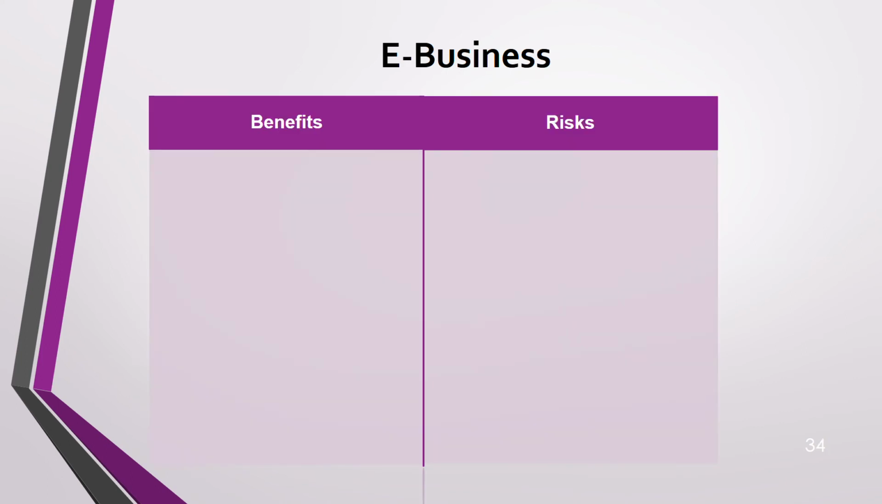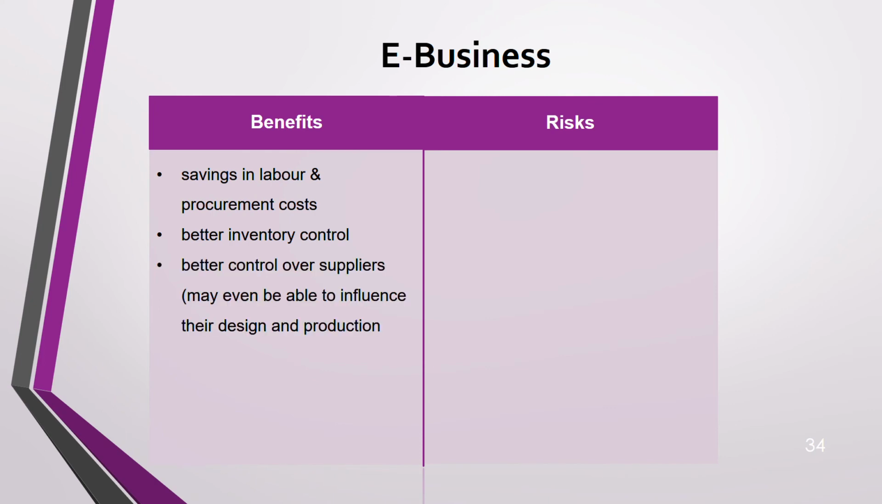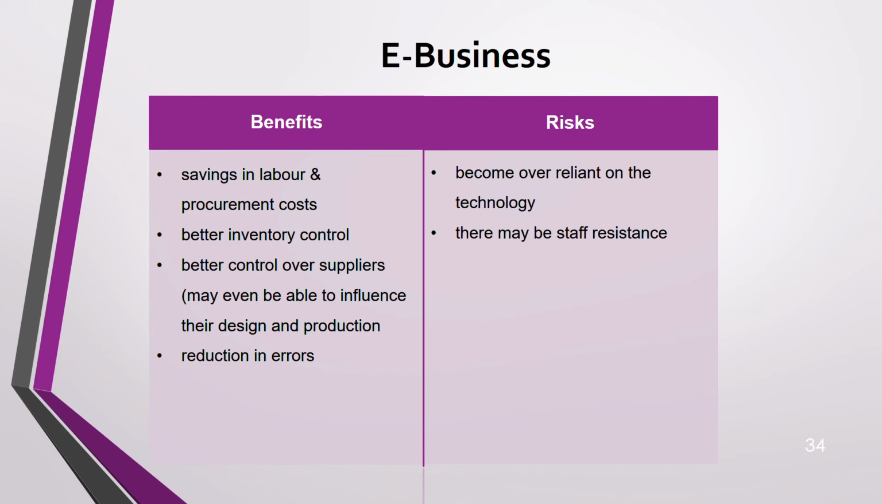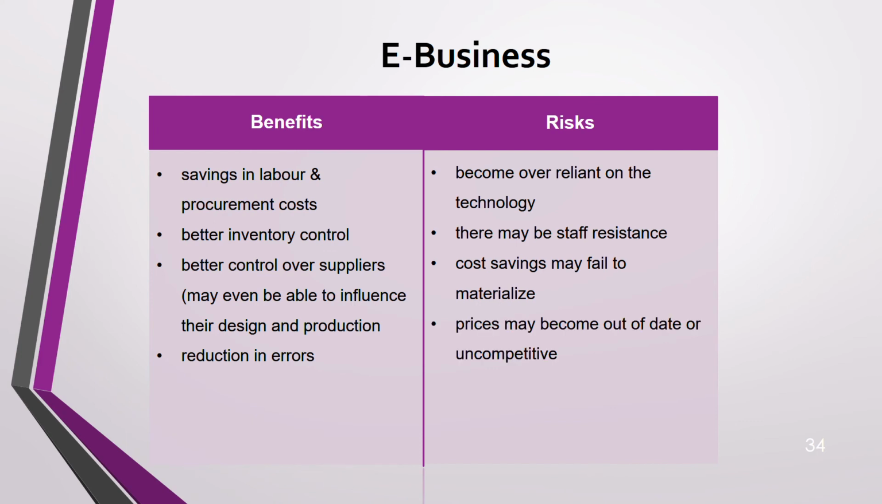Now we are moving towards the benefits and the risks of e-business. One is savings in labor and procurement cost. Better inventory control. Better control over suppliers. Reduction in error. Risks are you are over-reliant on the technology. Staff might resist. Cost savings might be there, but not so much, not a material cost saving. Prices may become out of date or uncompetitive. We are talking about supply chain management, the e-procurement and all. So the risk is prices may become out of date or uncompetitive.